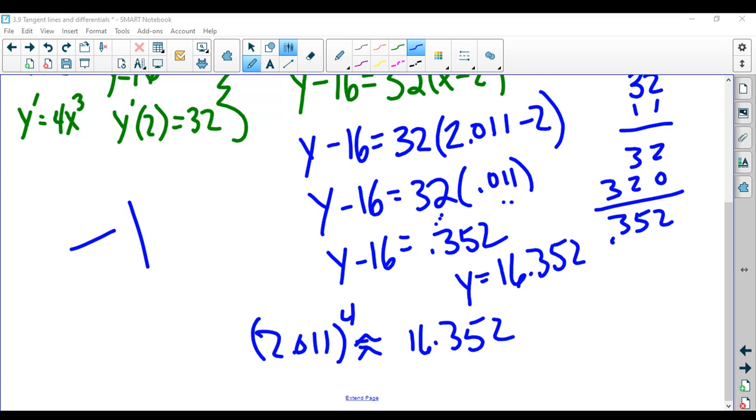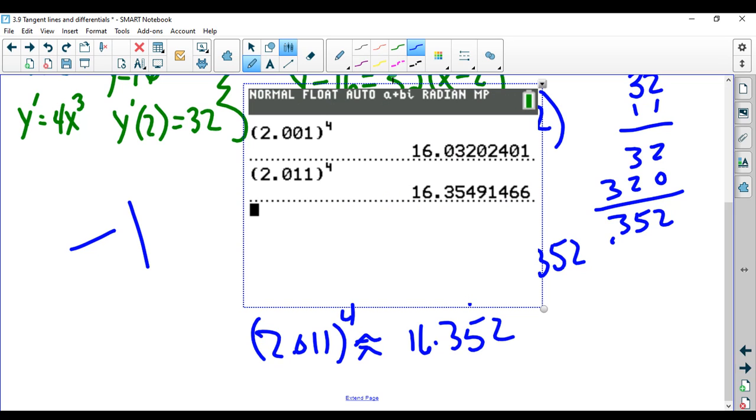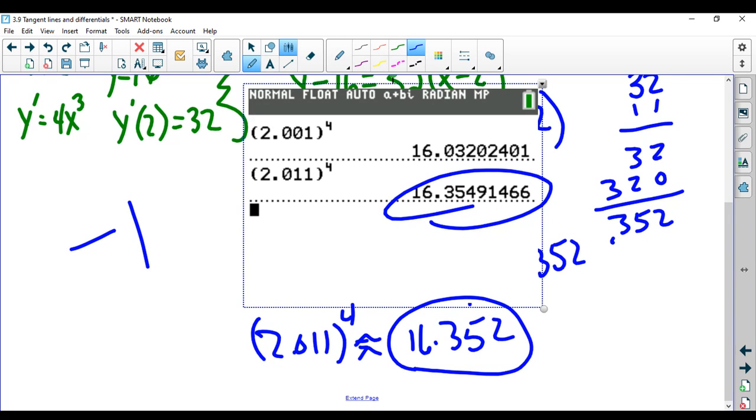It's 2.011. That makes me feel a lot better. The actual answer is 16.3549, which is very, very close to the answer we got right here. So the process is pretty simple. Try to understand the whole concept behind it, because that's what it's all about.